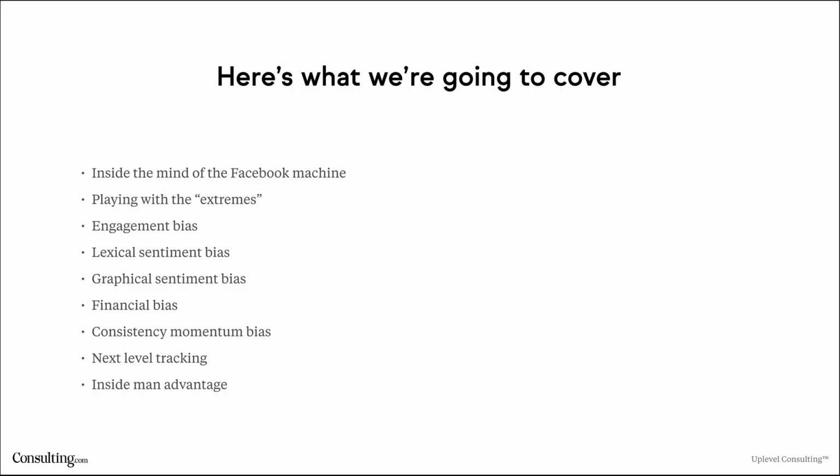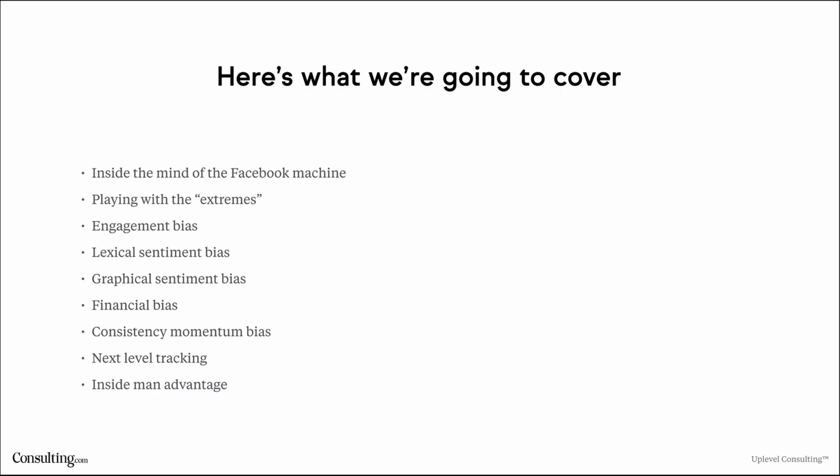It's a very complex, sophisticated machine. And if we're going to master it, we have to understand how it thinks. And then once we understand how it thinks, I'm going to show you how to play with the extremes. And this is a fascinating thing which you're going to learn. And really, machines don't understand extremes the way human beings do. And I'm going to show you how we can play with extremes to really get the algorithm to start humming.